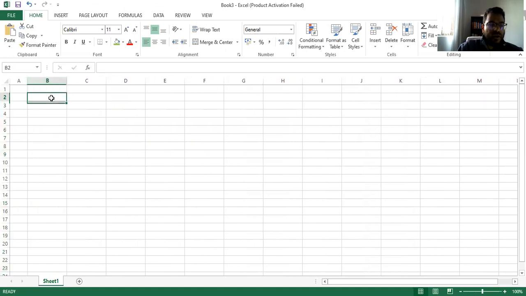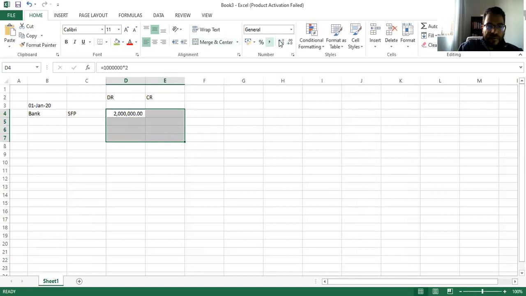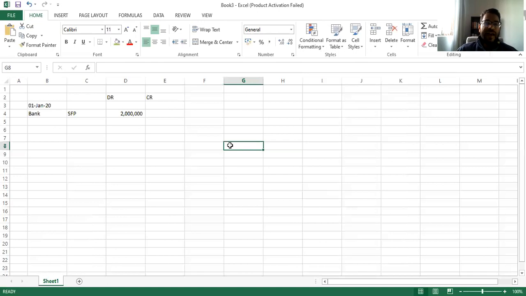Because remember, our journal entry looks as follows on 1 January 2020. Our journal entry would be receiving money, so it's bank, SFP, 1 million debentures times $2. So when do we recognize? On 1 January 2020, the parties were party to the contract, and as a result, on 1 January, that's when we recognize for the first time. On that date, we need to debit bank with the amount that we receive, and we have to recognize the financial instrument at fair value.